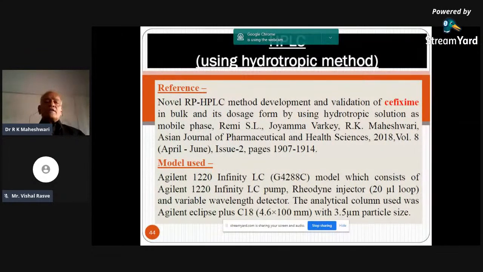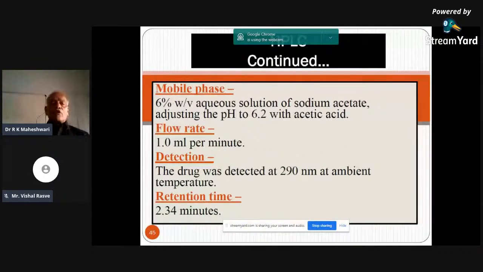Now you see the reference you are reading here: novel RP HPLC method development and validation of cefixime in bulk and its dosage form by using hydrotropic solution as mobile phase. Remy Madam, assistant professor in one of the pharmacy colleges of Kerala, is doing her PhD on hydrotropic solubilization for UV analysis and HPLC. So this is her work. The model used was this. The details you can see here.